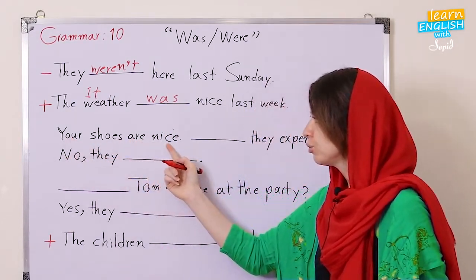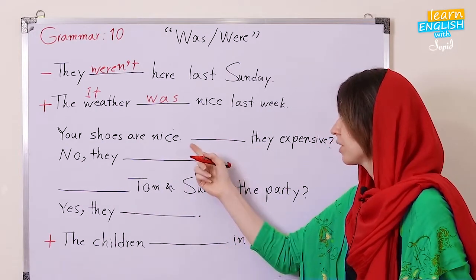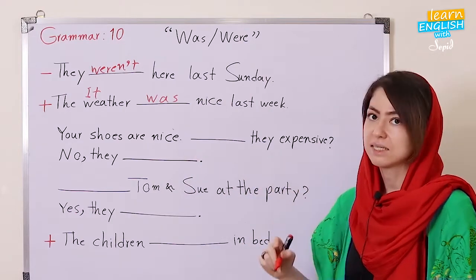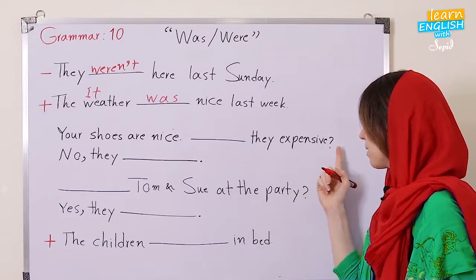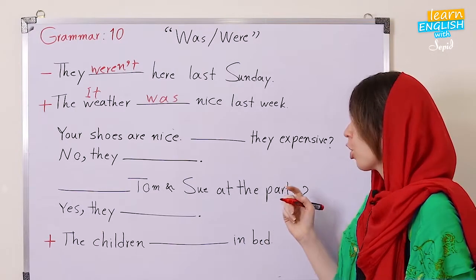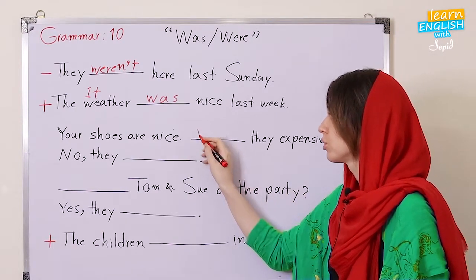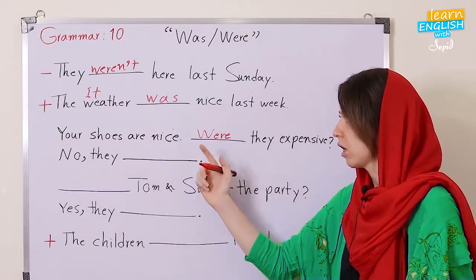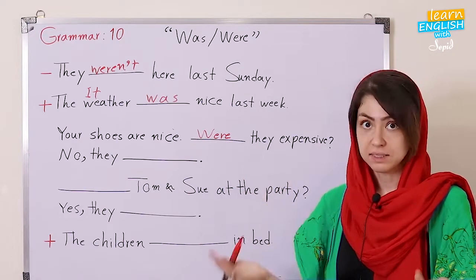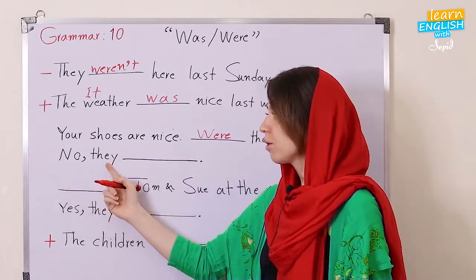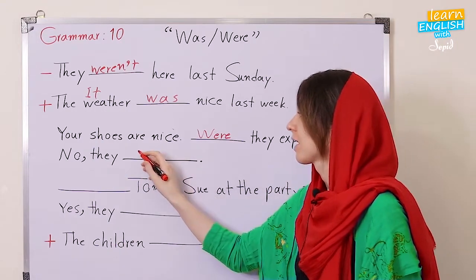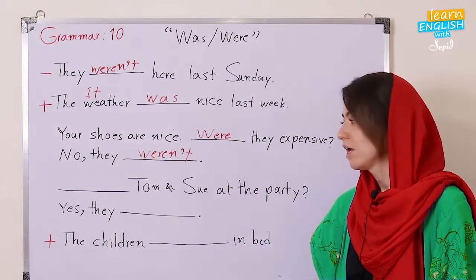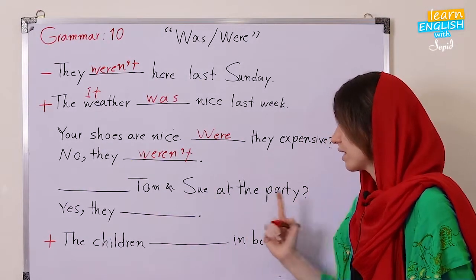Now, your shoes are nice. Now the question, okay, because the first blank is empty in the second sentence. They expensive, question mark. So for they, we should use were, okay, shoes, because two shoes, like this. So were they expensive? And no, they were not or weren't. Let's go to the next question.